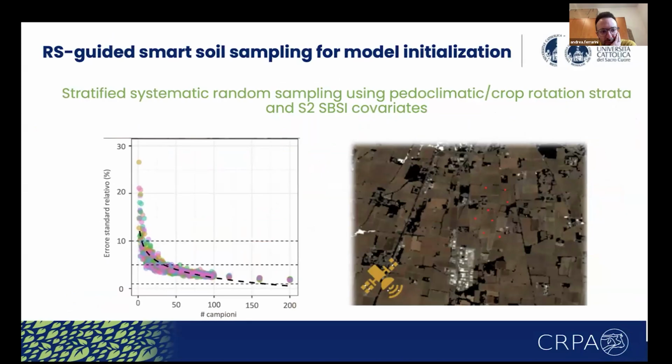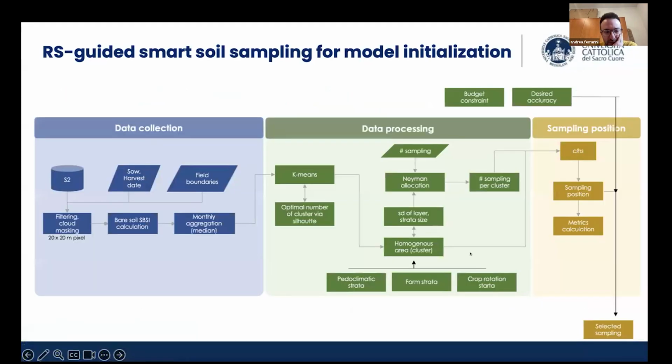For example, the first step before starting the simulation, we need to identify where in the field, in the territory, using a cost accuracy curve. So we use soil sampling, a smart soil sampling approach. We use a stratified systematic random sampling using Sentinel-2 bands as covariates to determine, in a cost-effective way, the minimum number, and especially where to take the initial soil samples. That's the super complicated smart soil sampling approach.